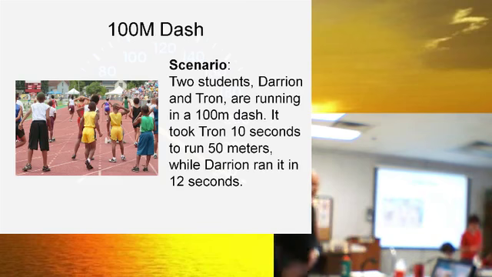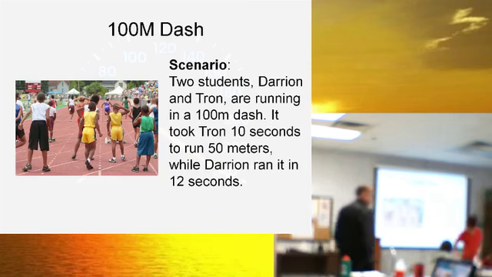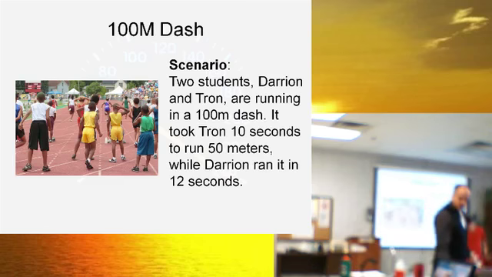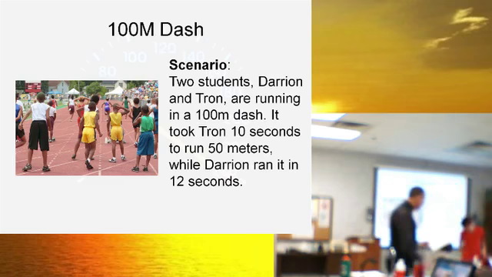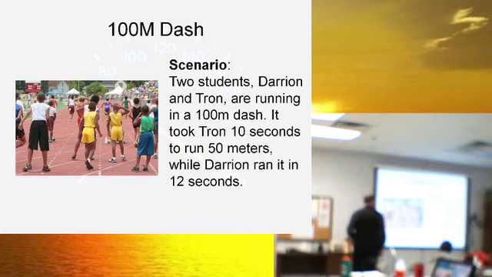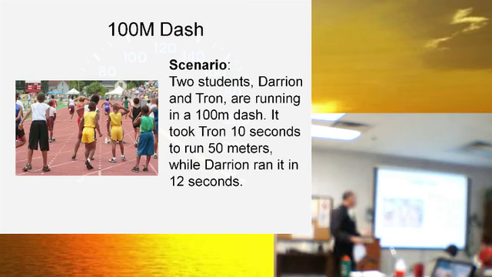Okay, I want everybody to think about this scenario. On your sheet, it's written here for you. 2 students, Darian and Tron, are running in a 100-meter dash. It took Tron 10 seconds to run 50 meters, while Darian ran it in 12 seconds. Okay? We're running a 50-meter dash. Tron, 10 seconds. Darian, 12.